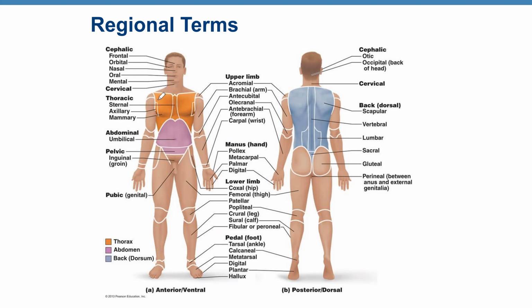You have thoracic, you have abdominal, pelvic. On the back, again, you have posterior cephalic, posterior cervical, dorsal or back. You have the gluteal region. And then when you look at upper limbs and lower limbs, you have more regional terms, right? Like acromial, brachial, and so on. I'm not going to go over this terminology because I already recorded an entire video where I covered these parts in detail, and I will leave a link to this video below this recording.